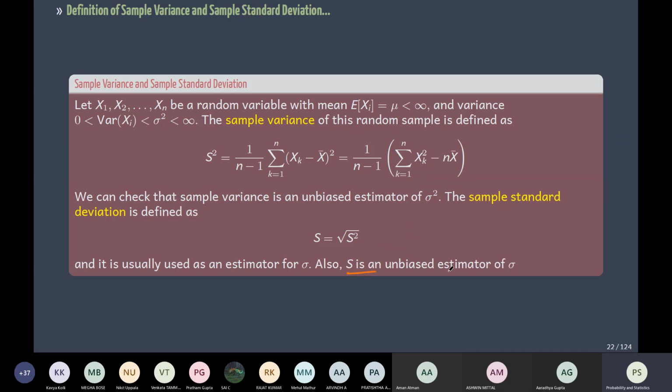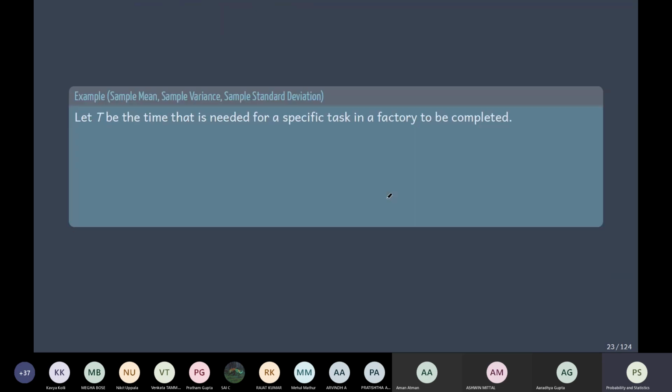So also S is an unbiased estimator. So the standard deviation is also an unbiased estimator of the actual standard deviation. These are the things you can verify by checking that bias. Okay, so let us see an example.